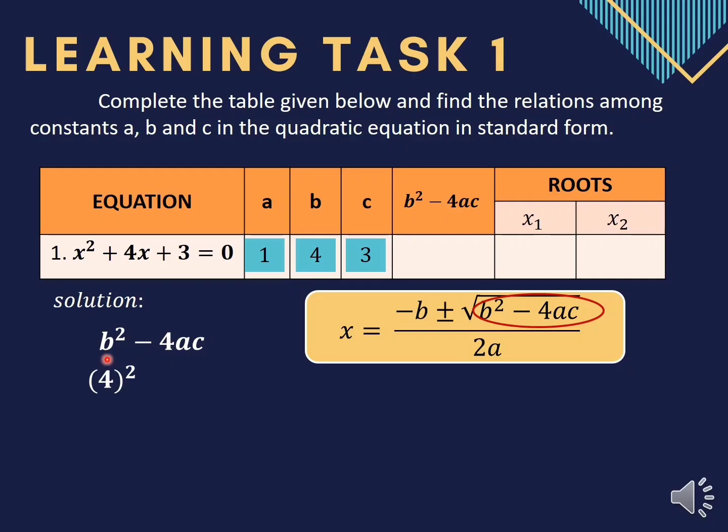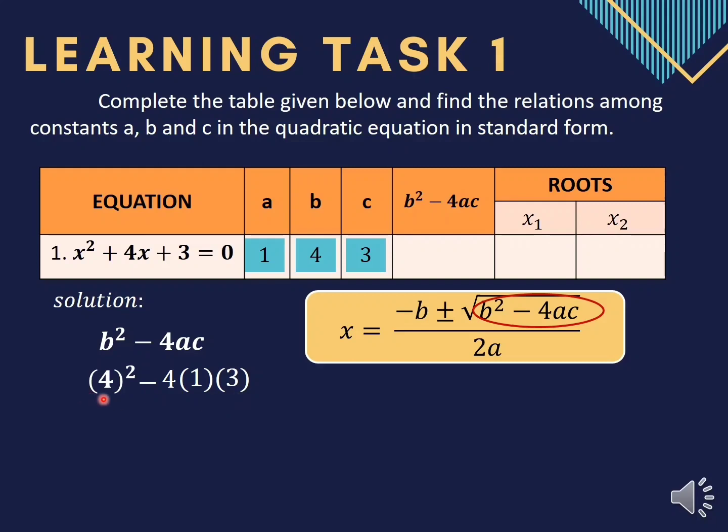That is 4 squared. Okay? Minus, we have 4, copy, and then the value of a. The value of a is 1, so we have to multiply it by 4. And by c. The value of c is 3. So we have 4 squared minus 4 times 1 times 3. And then we just need to simplify it.